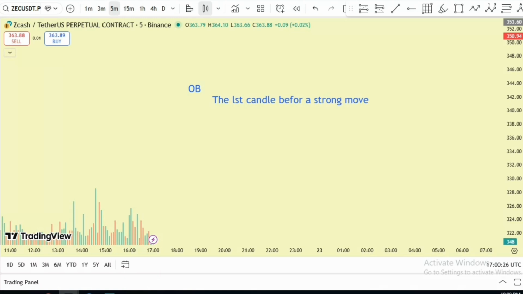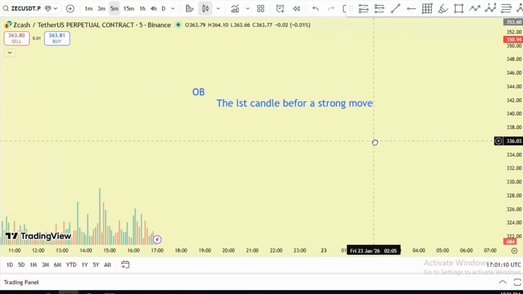By the end of this video, you will know exactly what an order block is, how to mark it correctly, and how I use it to catch the great moves. Let's start with the concept, then I will show the real trade.